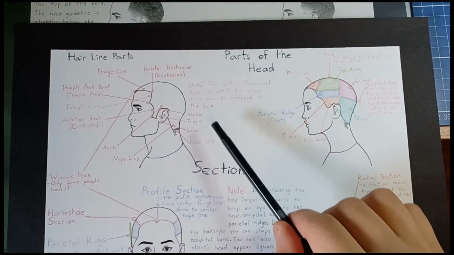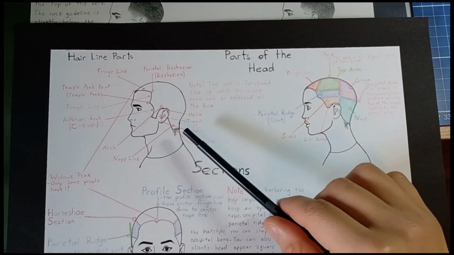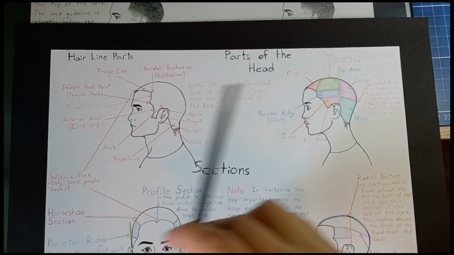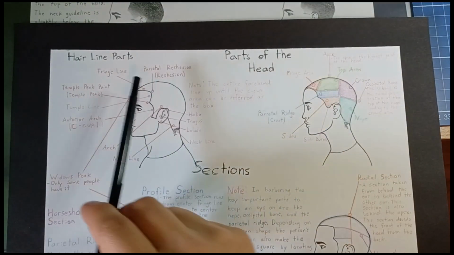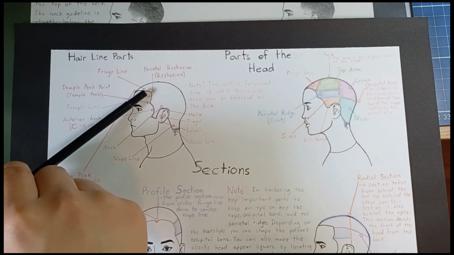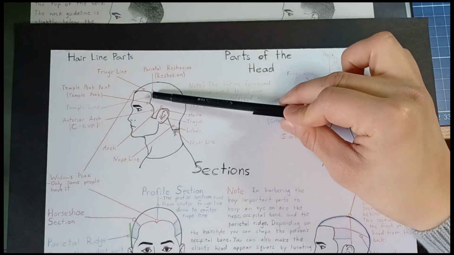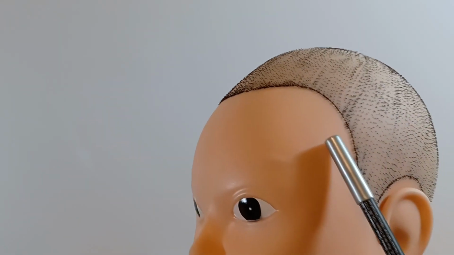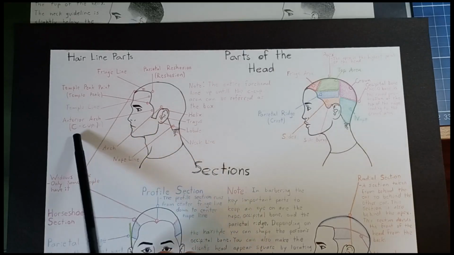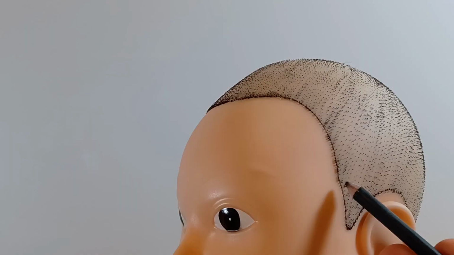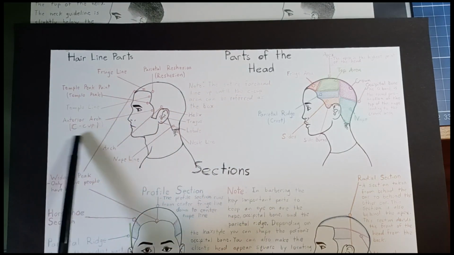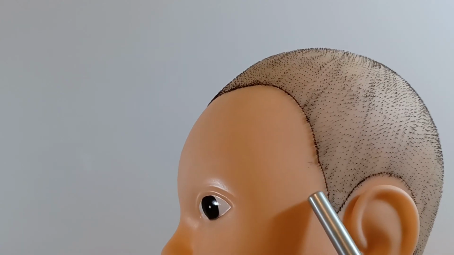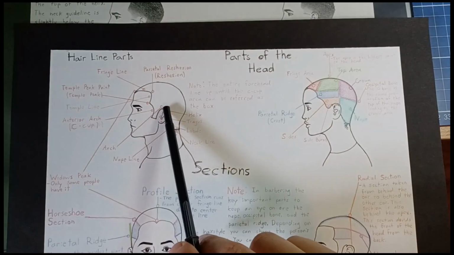A lot of the information here was just stuff I found on the internet, not necessarily things I got from my textbook. Here we've got the fringe line, which is across your forehead. The parietal recession is this corner right here. The temple line is the line moving downwards, away from the parietal recession. The temple peak point is this corner right here at the top of what you would call the C cup, which is the part in front of your arch over here.